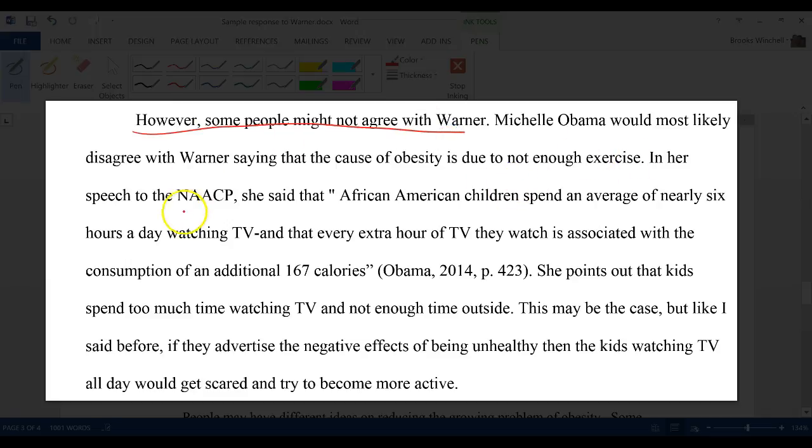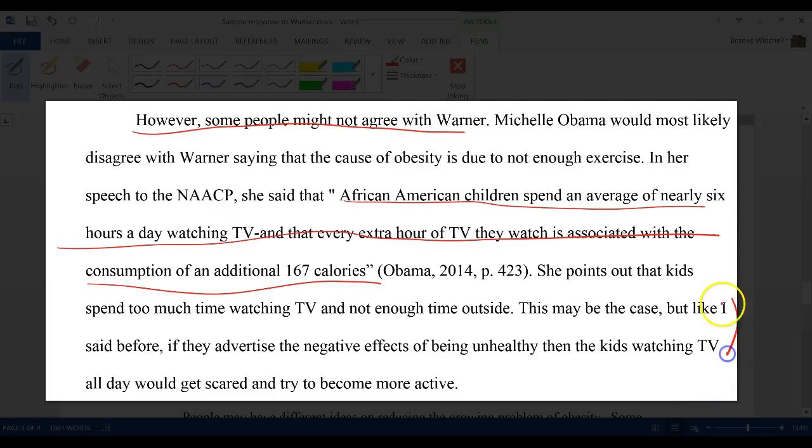Michelle Obama would most likely disagree with Warner, saying that the cause of obesity is due to not enough exercise. In her speech to the NAACP, she said that African American children spend an average of nearly 6 hours a day watching TV. That extra hour of TV they watch is associated with the consumption of an additional 167 calories. Obama 2014. She points out that kids spend too much time watching TV and not enough time outside. This may be the case, but like I said before, if they advertise the negative effects of being unhealthy, then kids watching TV all day will get scared and try to become active.